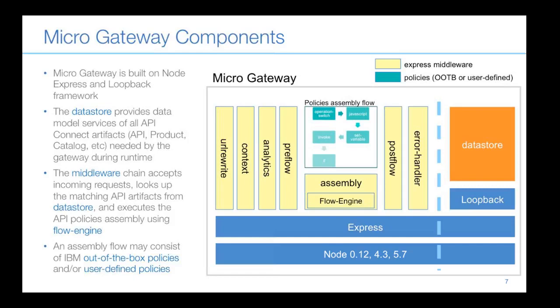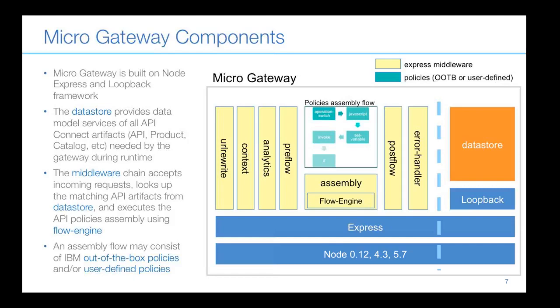Okay, so let's switch to the components in the left-hand side. The yellow boxes that you see over here are all Express middleware. So we leverage the Express middleware framework. We chain all these middlewares together sequentially. So when the incoming API request comes into the gateway, the request will be processed by the middleware one after another. Okay, so let me take you through what these middlewares do.